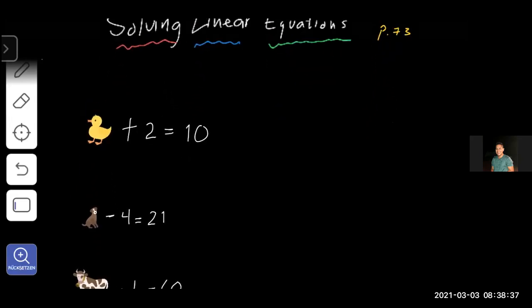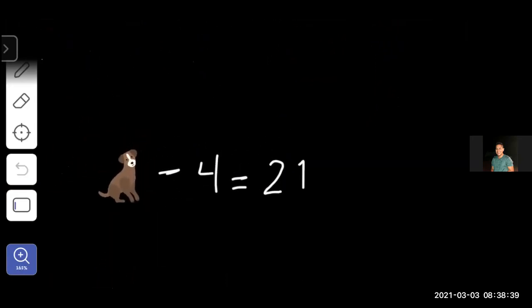Let's have a look at this one. You have a little dog, and subtracted 4 is equal to 21. What is the value of the little dog? 25. Are you sure that it is? Okay, excellent, guys. You're amazing.